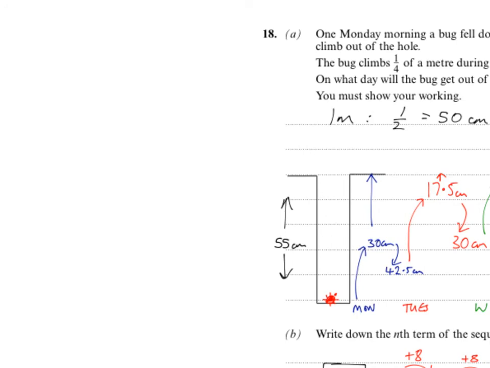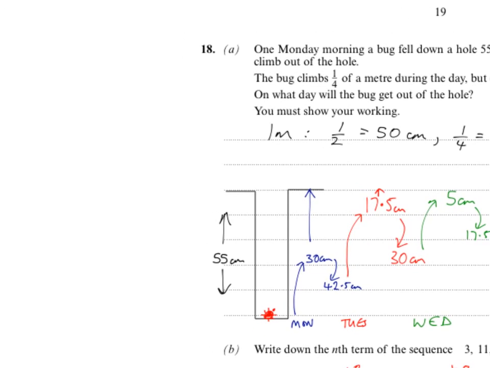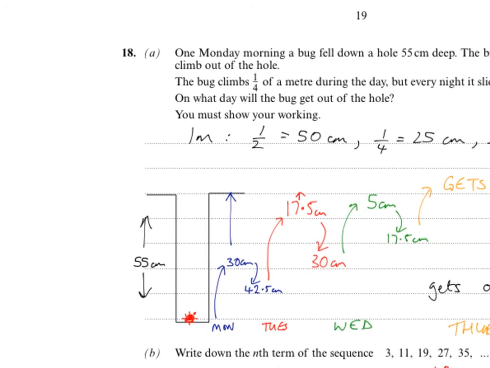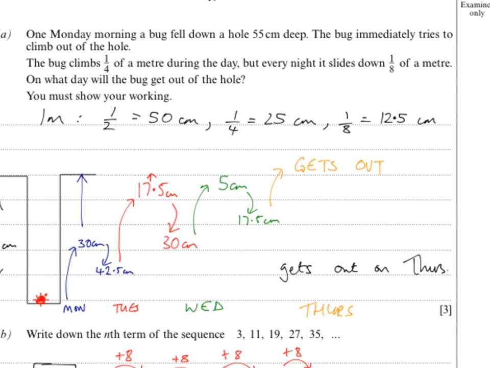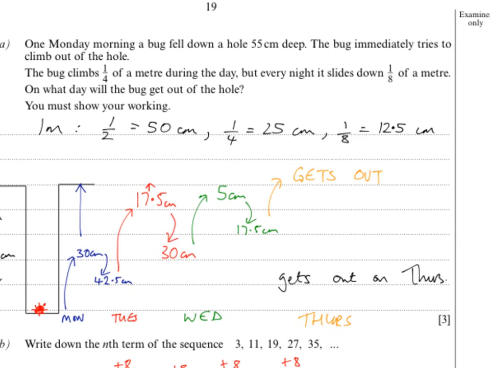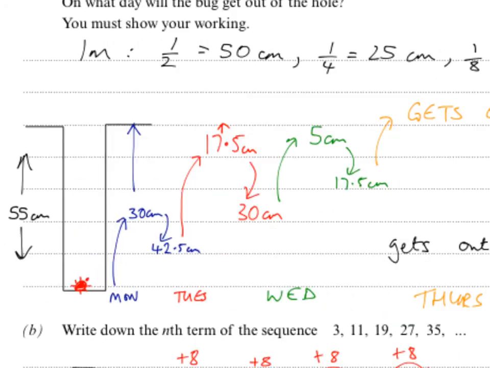When it comes to night, the owls come out, and he's got to go down to 30 centimetres. On the Wednesday, he climbs up, but he's still got 5 centimetres to go. And in the night, when the owls come out, he's back down to 17.5. So, on the Thursday, he climbs up that extra 25 centimetres, and by this time, he is out. He's out, he's free. On Thursday morning. And then he dies.